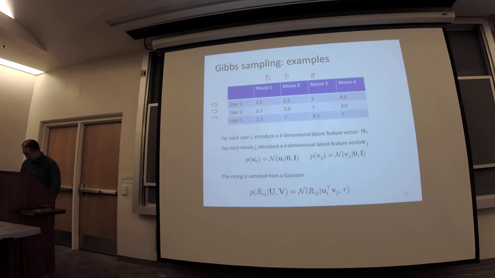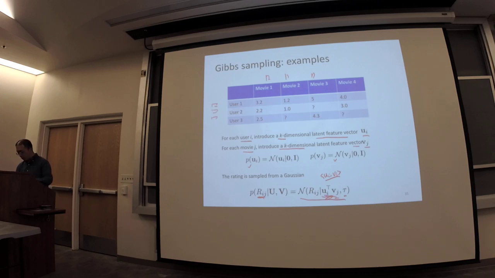That's the idea, right? So for each user i, we're going to introduce a k-dimensional latent feature vector, u_i. And for each movie j, I will introduce a k-dimensional latent feature vector, v_j. And then I will simply assign a Gaussian distribution as a prior to generate those latent feature vectors. And then, given those latent feature vectors, I will sample the rating r_ij, namely the rating of user i on movie j, from another Gaussian likelihood, where the mean is the inner product between the latent feature representation of user i and the latent feature representation of movie j, with some variance tau, right? That's it. It's a very simple model.